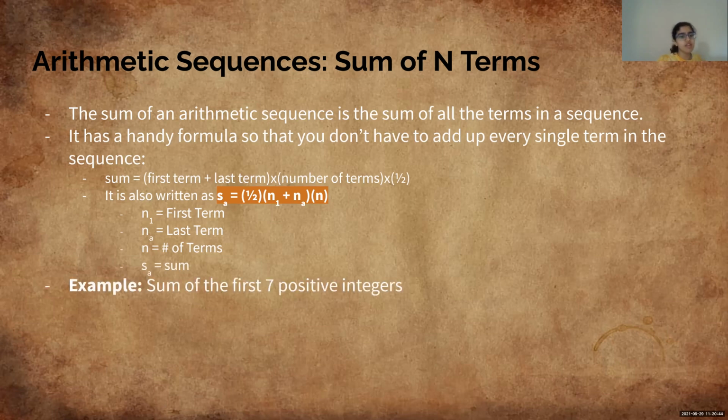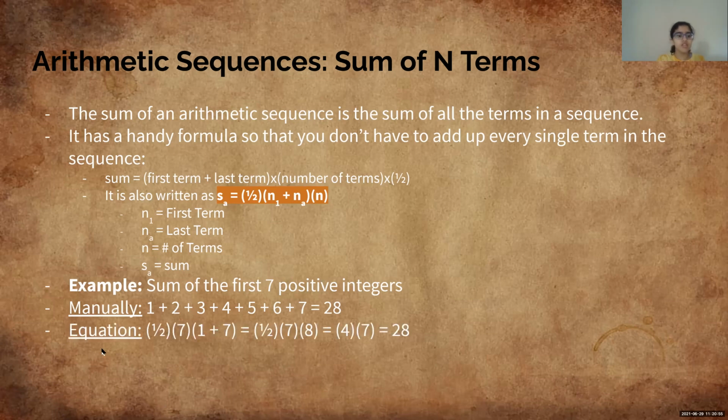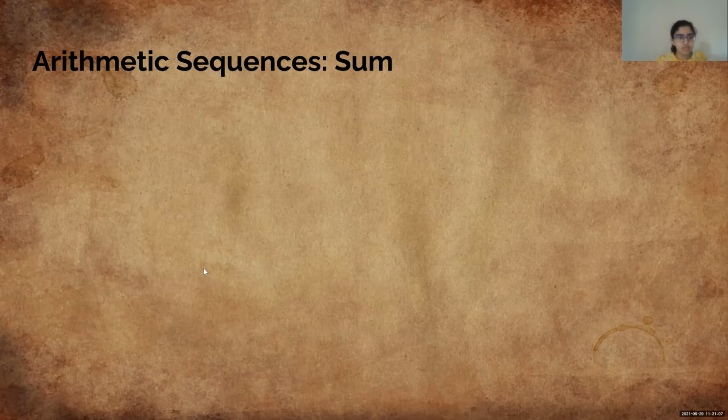Example: find the sum of the first 7 positive integers. Manually we can compute this to be 1 plus 2 plus 3 plus 4 plus 5 plus 6 plus 7, which is 28. However, if we do this via the equation, it's half times 7 times 1 plus 7, which is equal to 7 times 8 divided by 2, which is equal to 28. So why does the equation work?